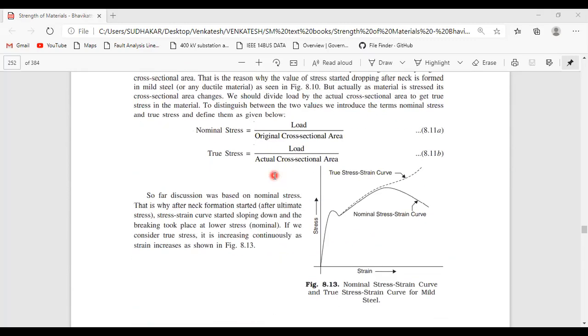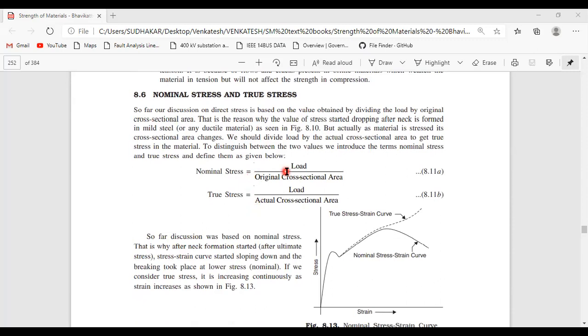And then normal stress as well as true stress. Actually, this is the theoretical graph. When we go for the practical, the graph will be like this one. The theoretical one is the normal stress, and this is the practical stress. Normal stress is the ratio between the load and the original cross-sectional area. In the case of true stress, it is the load and the actual cross-sectional area. Okay.